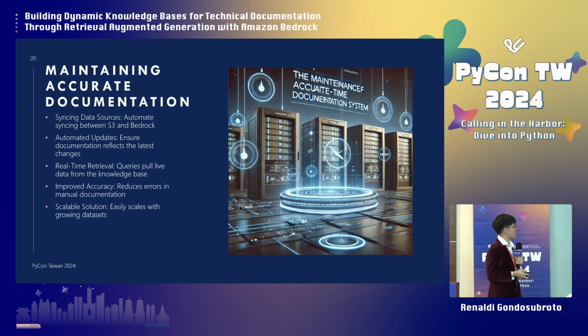And of course, within AWS ecosystem, we can also automate syncing as well within the S3 and Bedrock. We can ensure that the documentation reflects the latest updates based on our frequency of updates that we want.